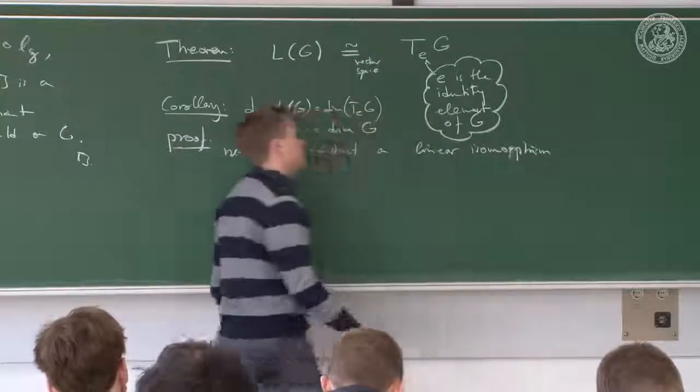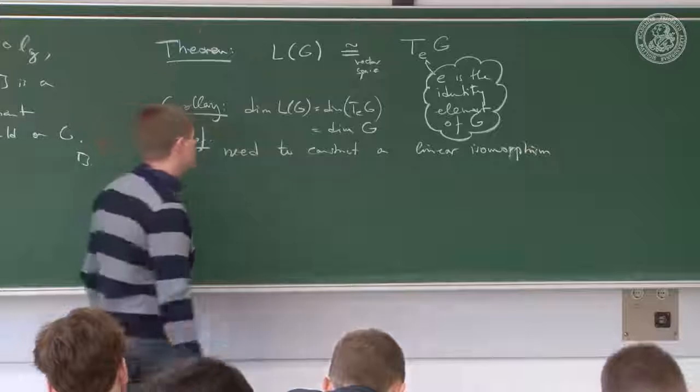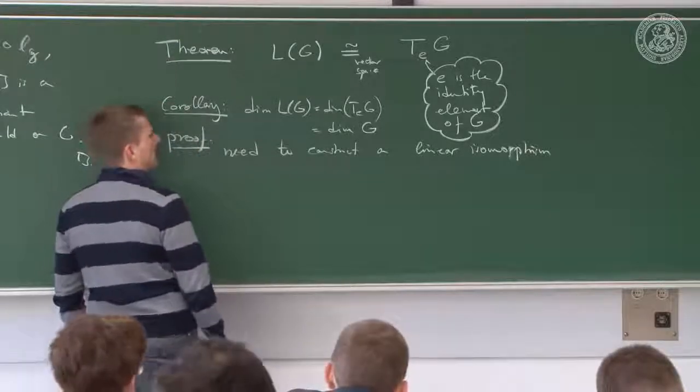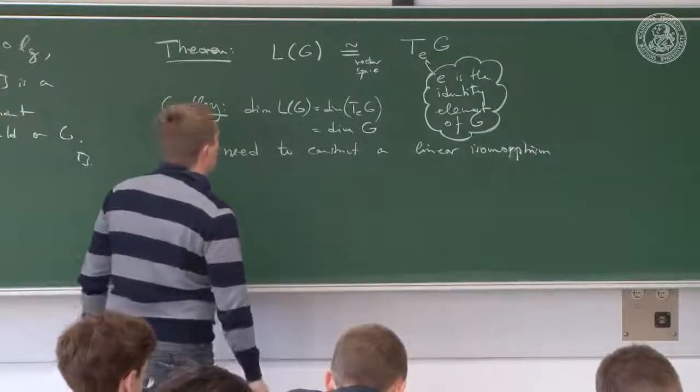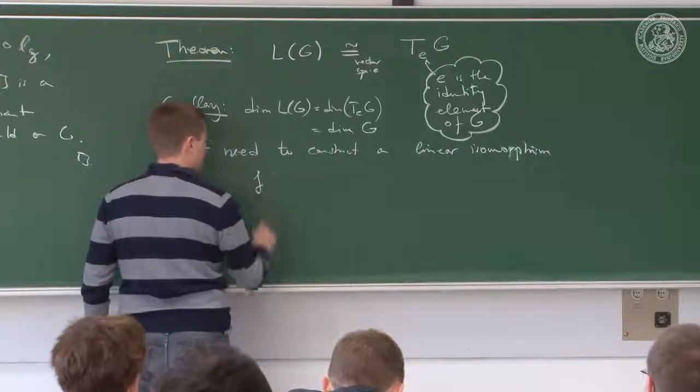So a linear isomorphism is a vector space isomorphism. If you want to show that they're isomorphic as vector spaces, you need to construct that map. Now, how could we call this? J. So I have a J.